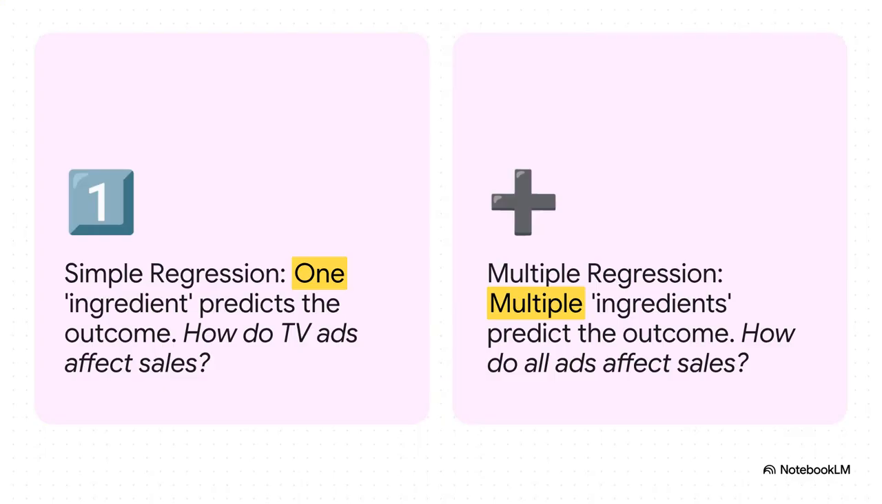Okay, so up until now, we've been using simple regression. Think of it like a recipe with just one ingredient. But what if we want to make a more interesting, more complex dish? Well, that's where multiple regression comes in. It lets us add more ingredients, more predictors, to see how they all work together to create the final outcome.